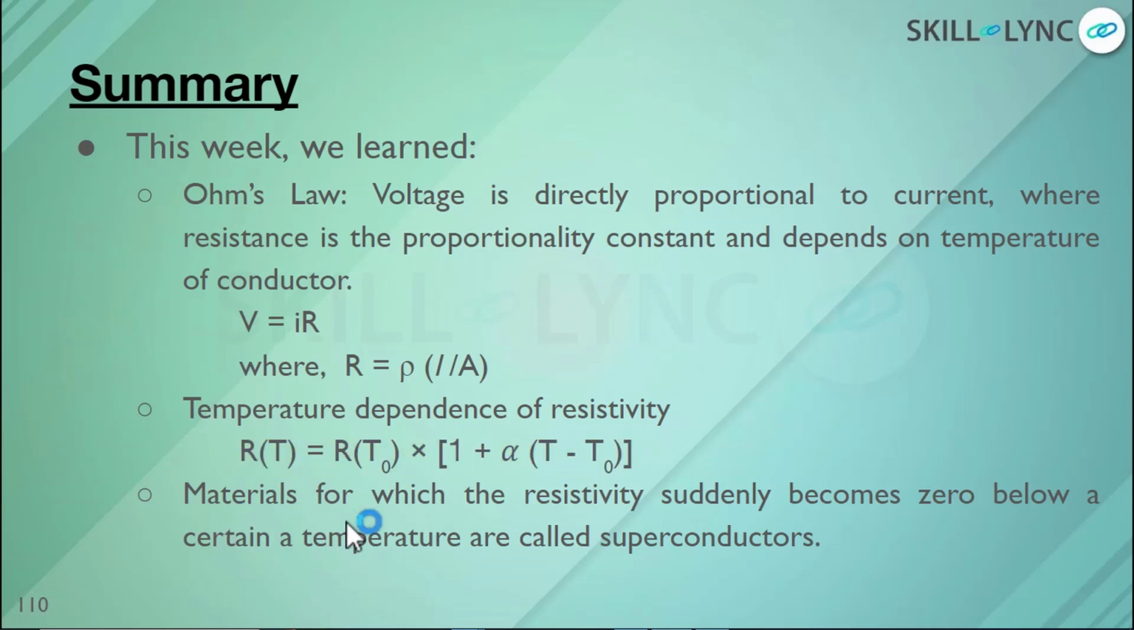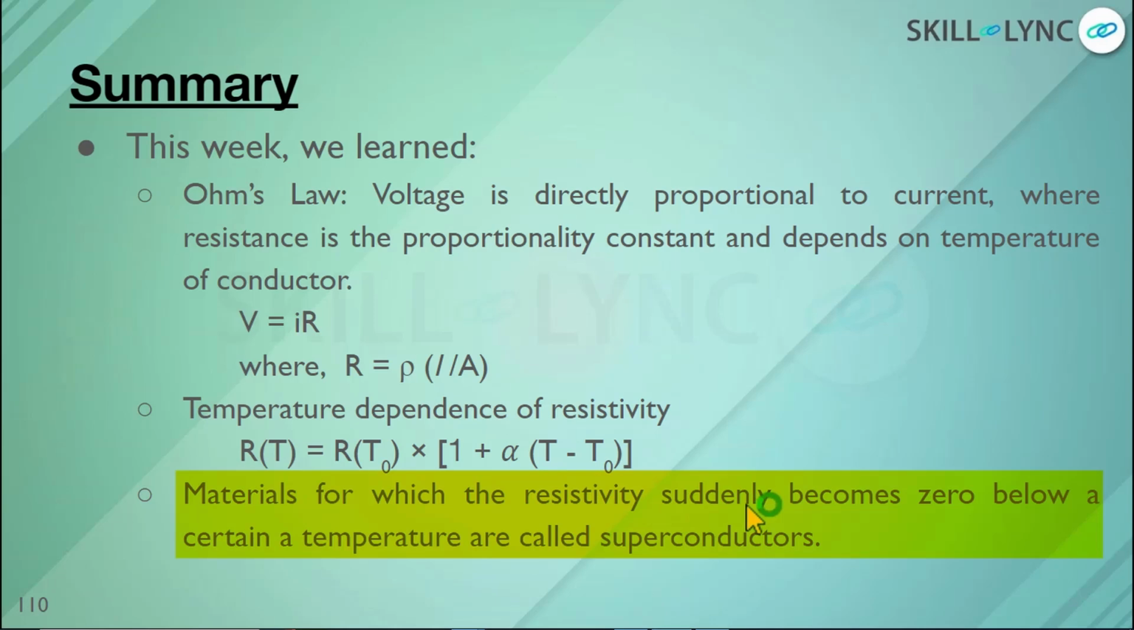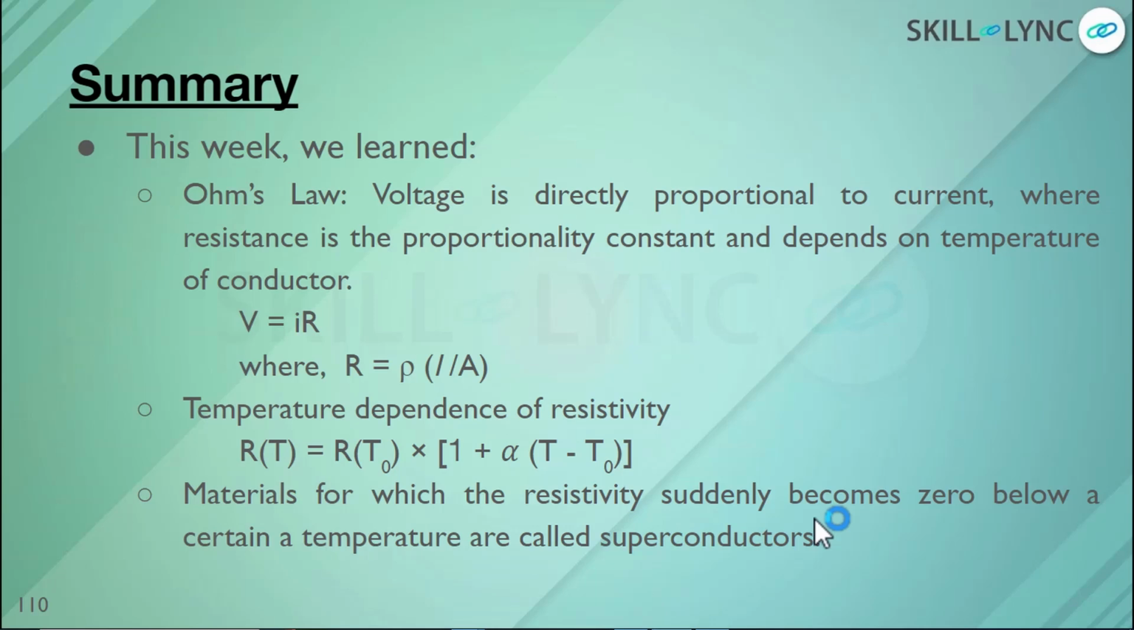Further, we have studied that materials for which the resistivity suddenly becomes zero below a certain temperature are called superconductors, where the temperature at which resistivity suddenly becomes zero is the critical temperature.